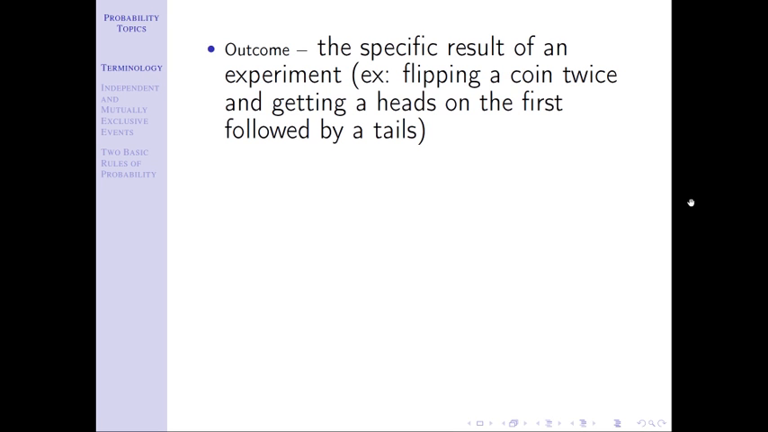a tail. So the outcome is not, I got one heads, I got one tails. That's not specific enough because that could happen in multiple orders. Okay, so when we say an outcome, we mean the specific result. The order matters. In this case, for example, we get a heads first and we get a tail.